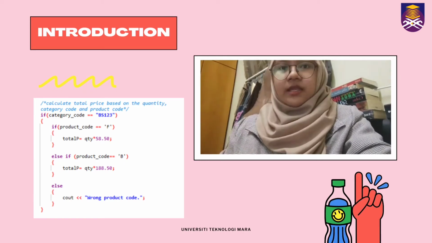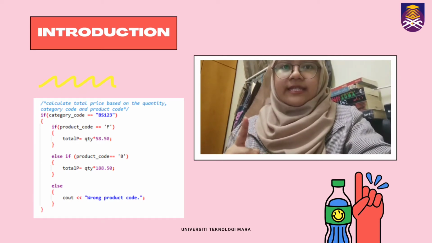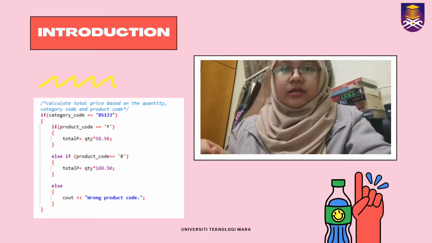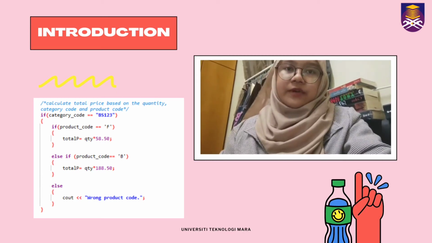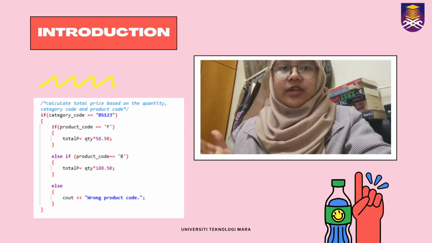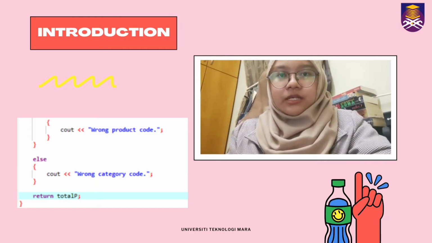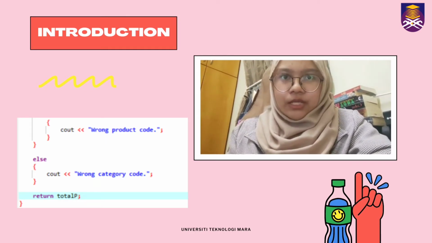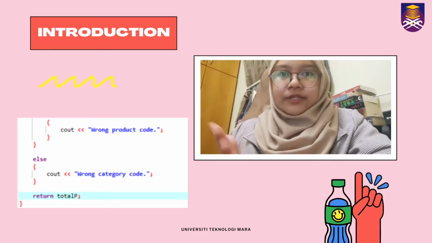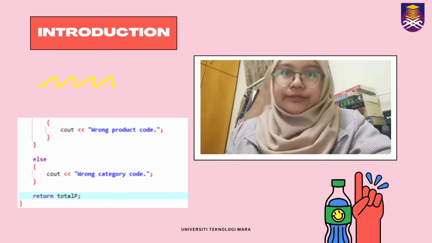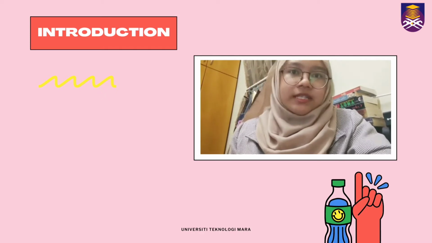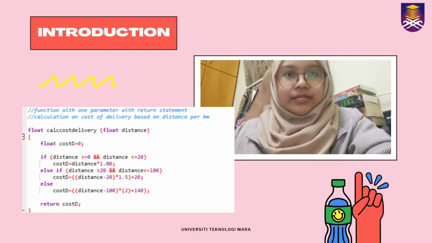If they choose B, the price for one item is 188.50, so to find the total price, quantity is multiplied by 188.50. Then we can find the total price for the item that the customer input. And if the customer inputs an invalid or wrong code, this program will display wrong category code or wrong product code.